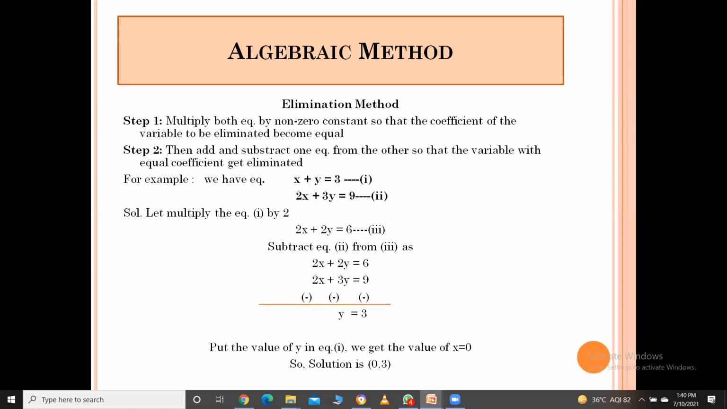Now in the elimination method we multiply both equations by a non-zero constant. For example, in the equations x + y = 3 and 2x + 3y = 9, I multiply the first equation by 2, a non-zero constant, that is 2 multiplied with the x variable. To eliminate the x variable, we subtract the second equation from the third, then we get the value of y. By putting the value of y in any of the equations, we get the value of x, which is 0. Then the solution is found. The solution is 0 and 3.